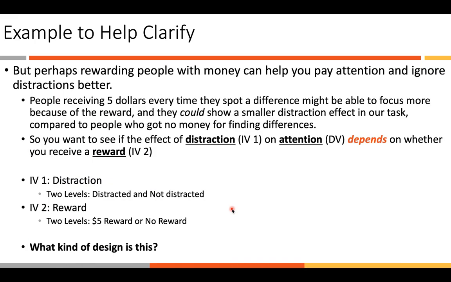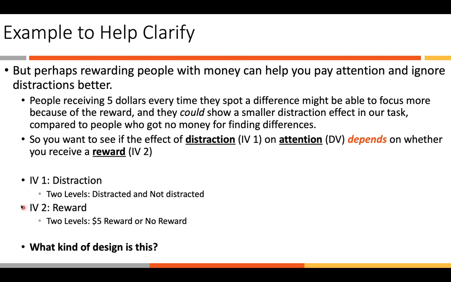But we think that distraction is not the only thing that impacts attention. We think that the impact of distraction on attention will depend upon motivation, basically whether someone is being rewarded for their performance. So we think that attentional performance depends upon the sort of environment around you, your distraction, and it depends upon some sort of internal motivational component that we're going to manipulate with reward.